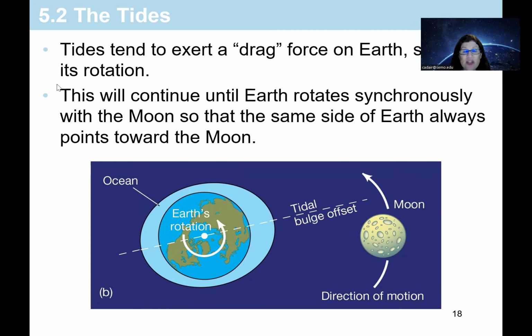This will continue until the Earth rotates synchronously with the moon, so that the same side of Earth always points toward the moon. At the moment, one side of the moon always faces us, so eventually the two sides will face each other as they go around. You'll have moon tourism, where you have to go to the side of the Earth where you can see the moon. That should be a sci-fi movie, right?